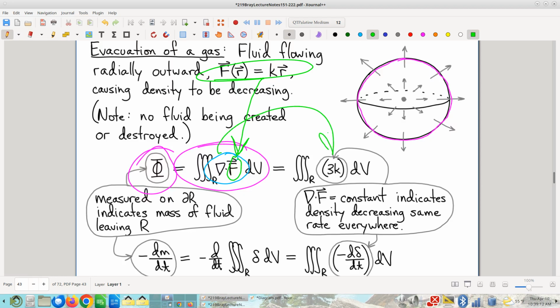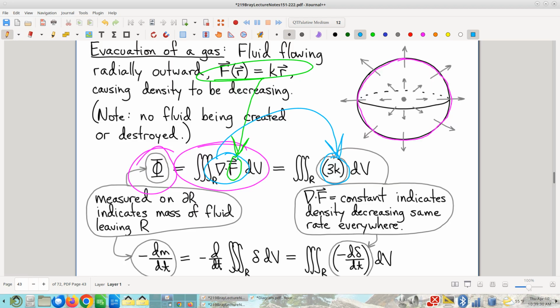You will get, wrong color. You will get 3K. Make sure you can do that. All you got to do, of course, is take that vector field, write it in coordinates, plug it into the standard formula for divergence. No big deal.